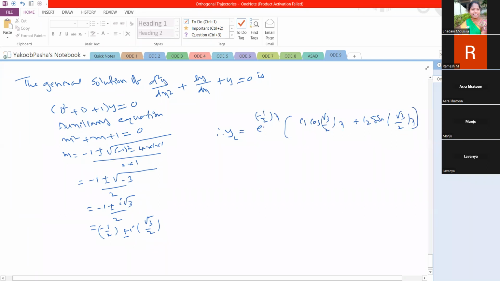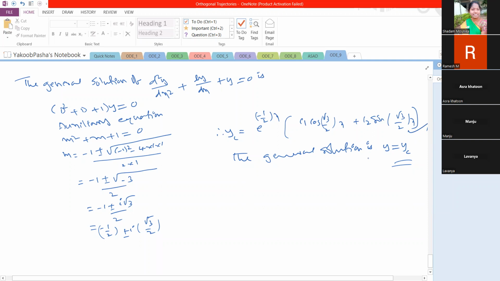As we know that this is the homogeneous linear differential equation with constant coefficients, the general solution is y equal to yc only. No need to find yp, when q of x is equal to 0. Therefore, y is equal to yc, that is e to the power of minus 1 by 2 x, c1 cos root 3 by 2 x plus c2 sin root 3 by 2 x, is the general solution of the given differential equation.